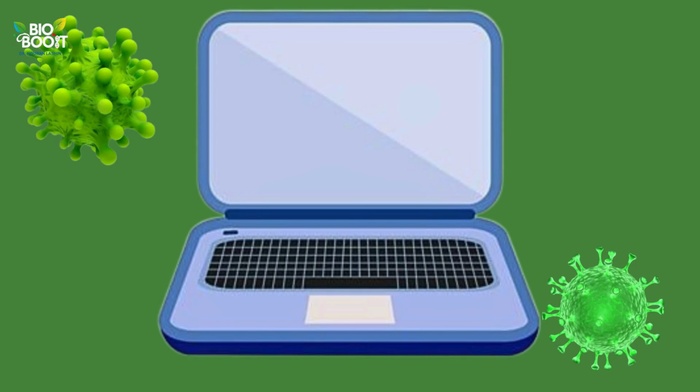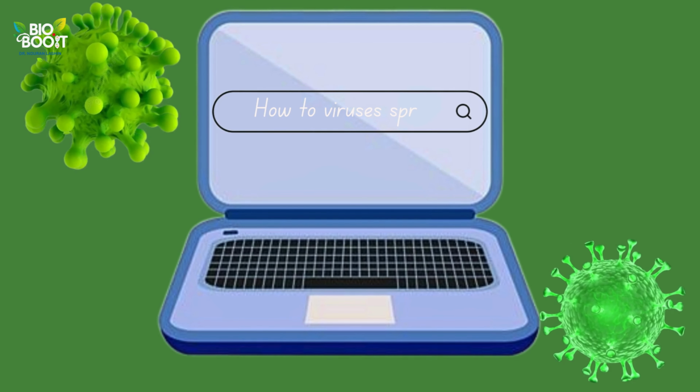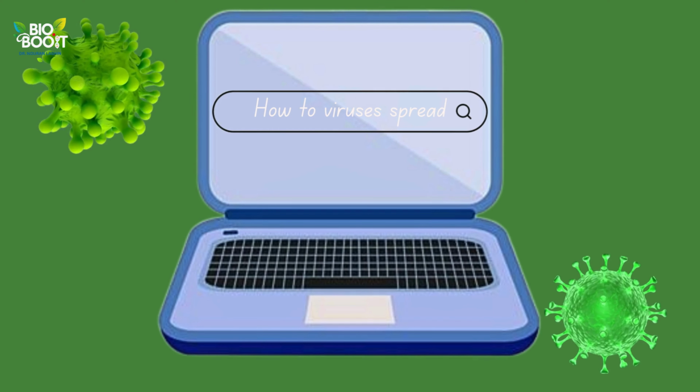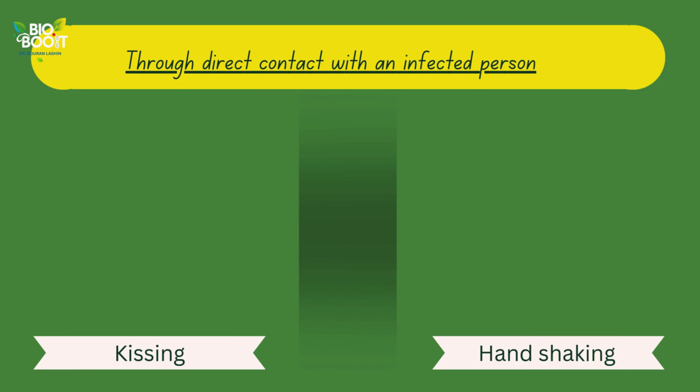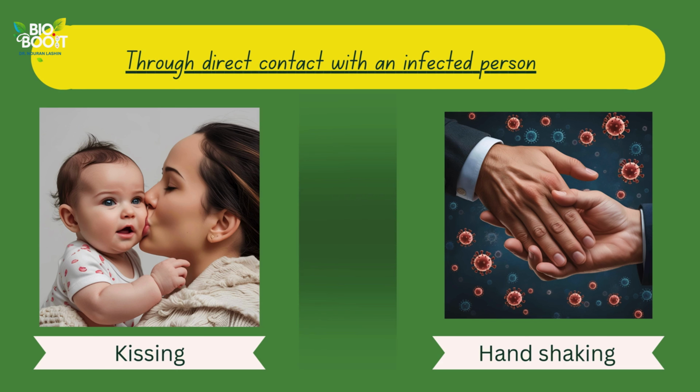Alright, we've cracked what a virus is and how it hijacks our cells. But now for the most important part. How do these tiny pirates travel from person to person, and how can we stop them? Direct contact. This is exactly what it sounds like. Person-to-person touch. Through things like kissing or shaking hands with someone who is infected. The virus can be in their saliva or on their skin.